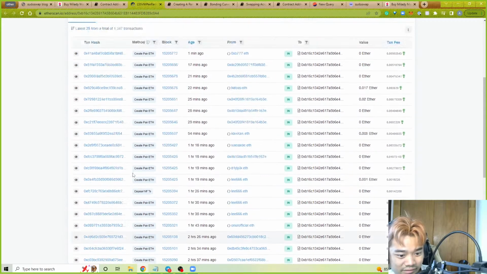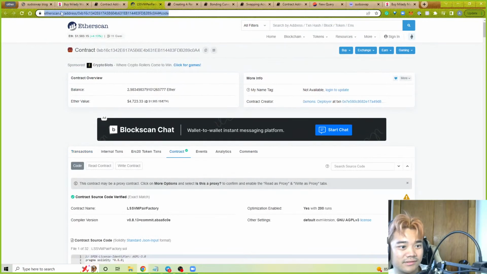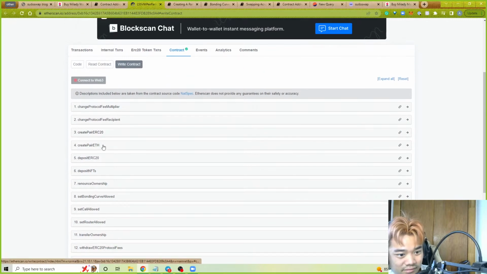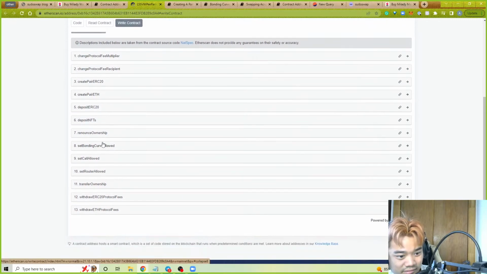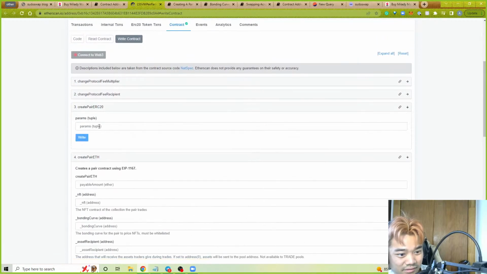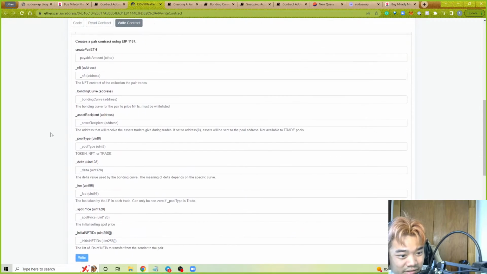Create pair ETH. All right. So you can either create a pair using ETH or with the ERC20. So receive assets, traverse. Okay. Right, so you select the bonding curve as an address. Oh, that makes sense. Okay, cool.